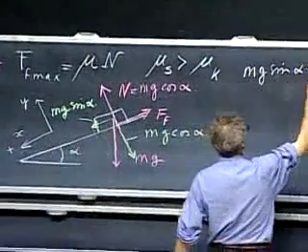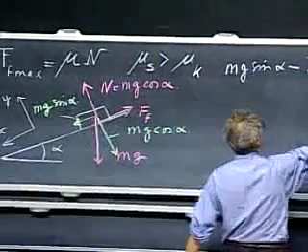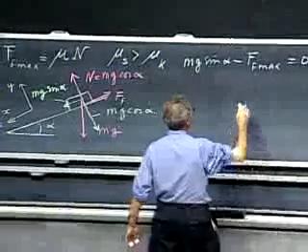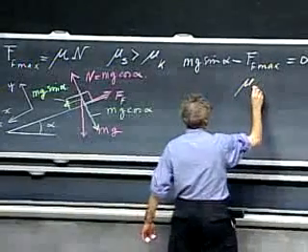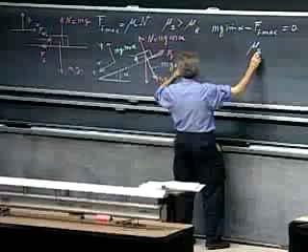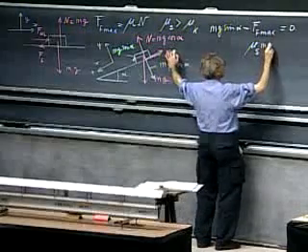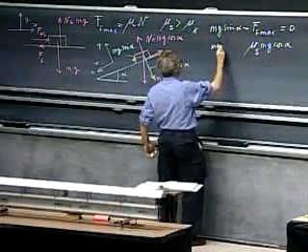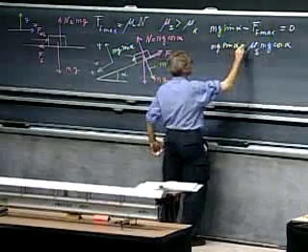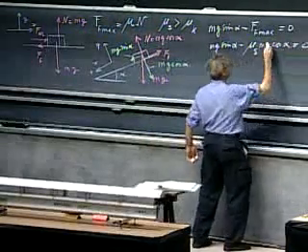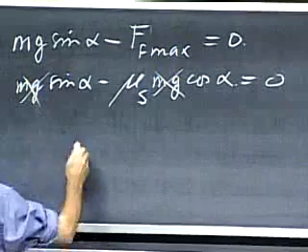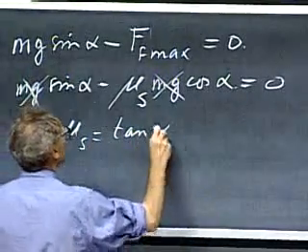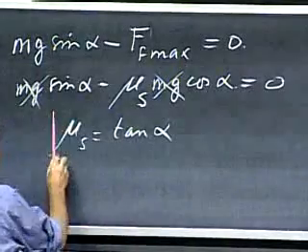sine alpha minus f_f maximum at this point is 0. And this one is mu static times n, which is mg cosine alpha. This one is mg sine alpha. This equals 0. I lose my mg, and you see that mu of s equals the tangent of alpha. It's that easy to measure.